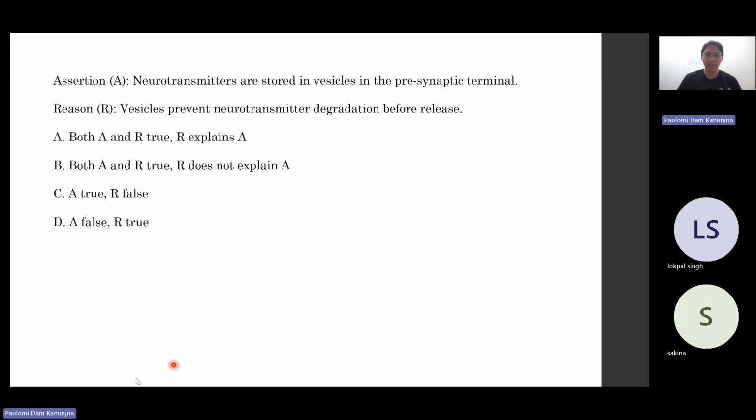Yes, precisely, right? Because that's how your neurotransmitters are present in this vesicle. The vesicle protects them from all the lysosomes and the enzymes which are present in the cell. So if they are not present in this vesicle, in this covering, then they will degrade. The enzymes will attack the structure and break them down. That's why, to protect them, they are present in vesicles. Okay.